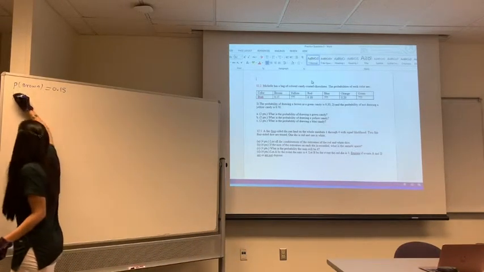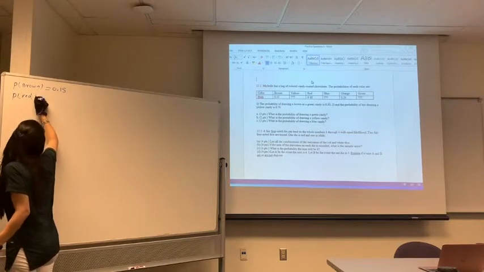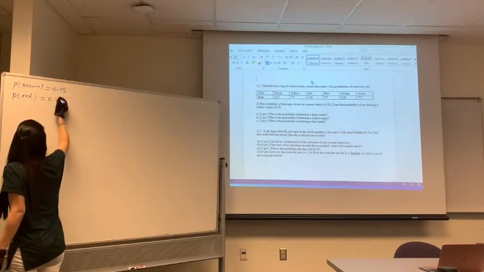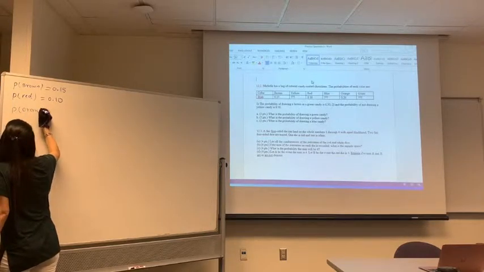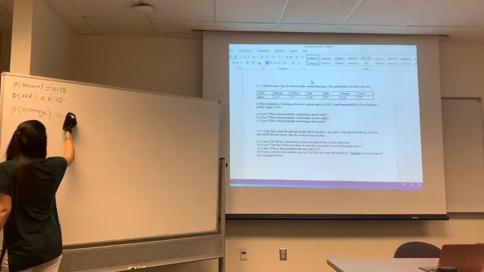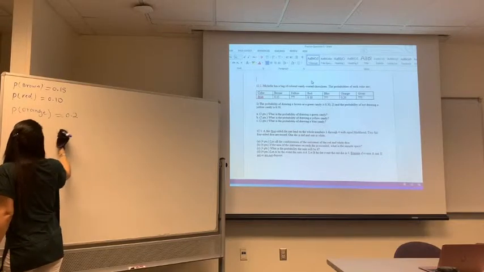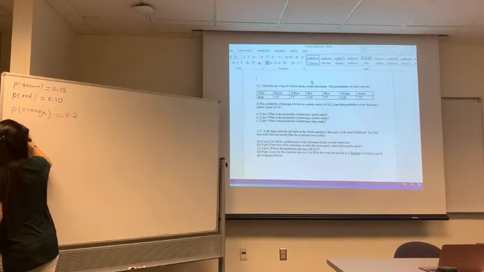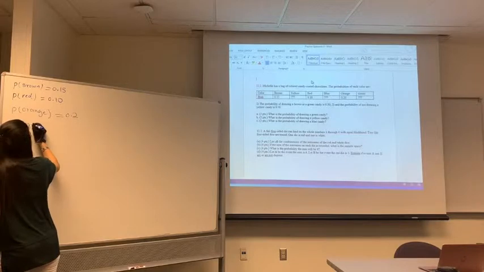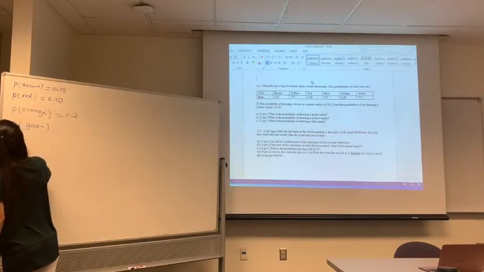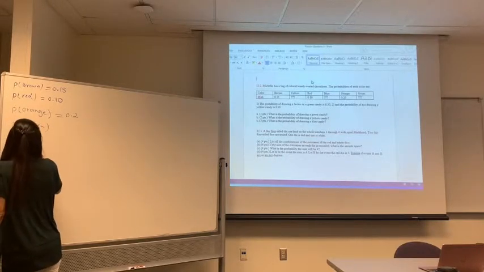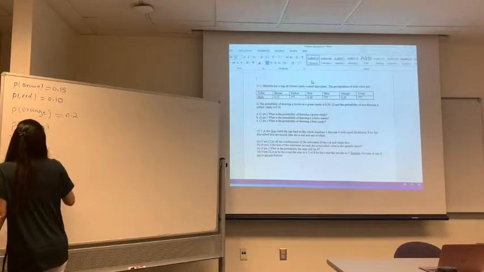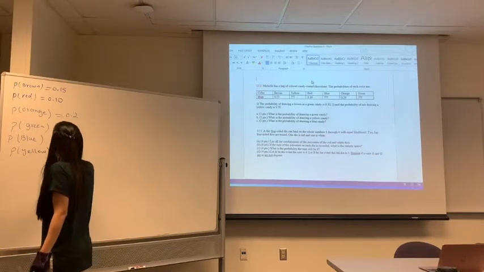For red, we have 0.10. What else? Orange. We have 0.2, right? And then we don't have the probability of green, blue. What else? Yellow. Okay, so what information do we have?